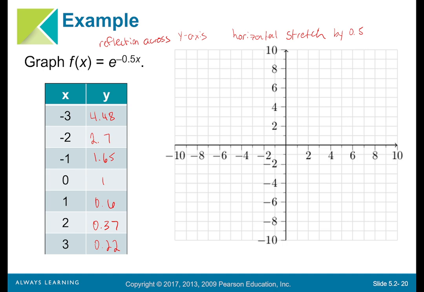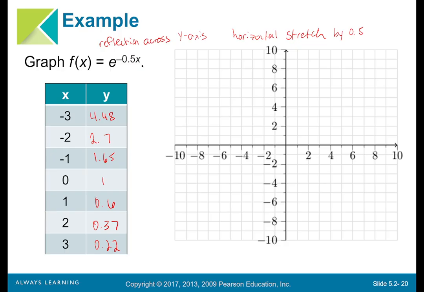We go back to our slides. And we've written down all these different points. So all we got to do is plot them and see what our function actually looks like. We should have an idea because we've seen the picture and we know what we did to e to the x to get to here. But let's plot the points anyways.